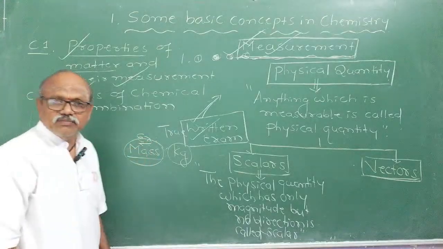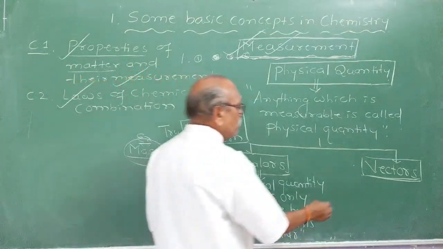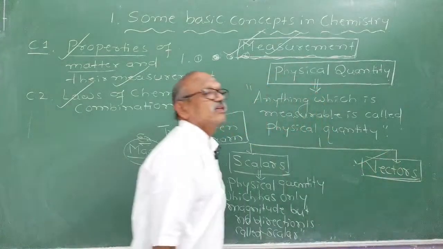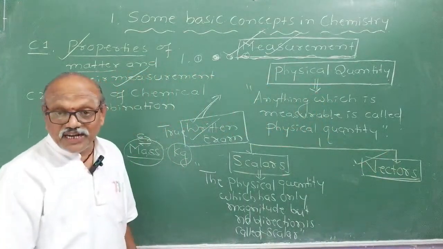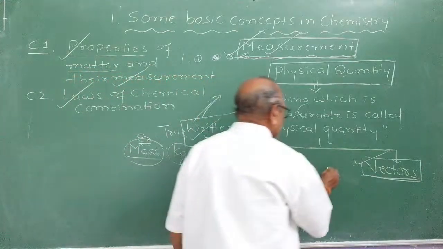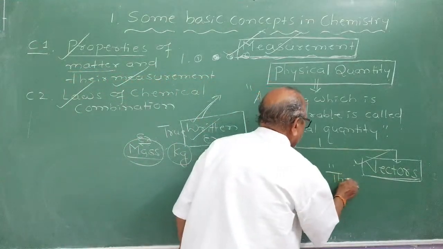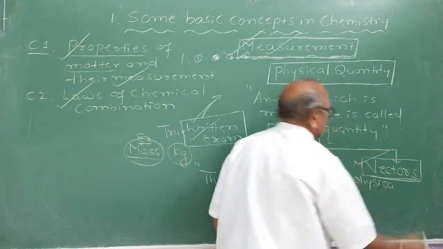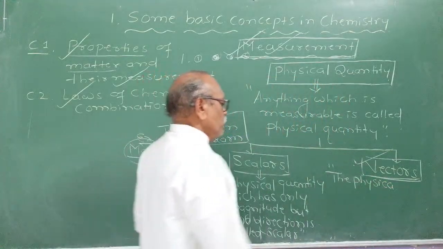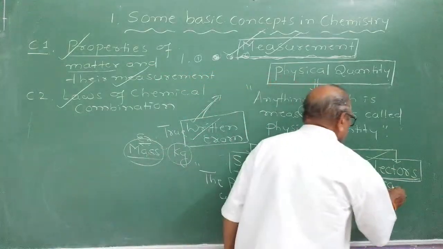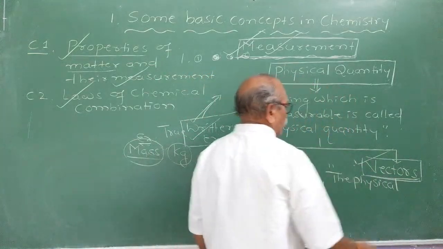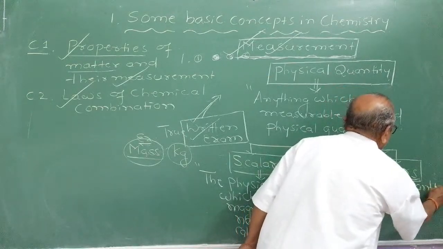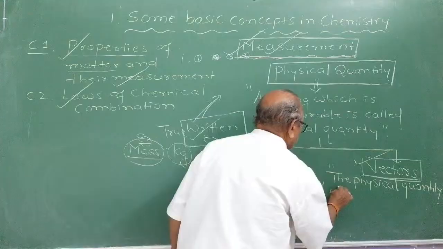An example of a scalar quantity is mass. If I take weight, remember, weight is not a scalar. Weight is a vector. What are vectors? The physical quantity. Note down the definition of this. It is very important, you are learning vectors in the second PU. The physical quantity which has, you can open your notebook and pen.